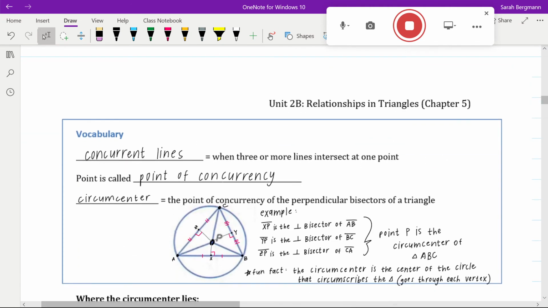All right, some more vocabulary. The word concurrent lines means when 3 or more lines intersect at the same point. The point that they intersect is called the point of concurrency. The point of concurrency for the perpendicular bisectors of a triangle is called the circumcenter.